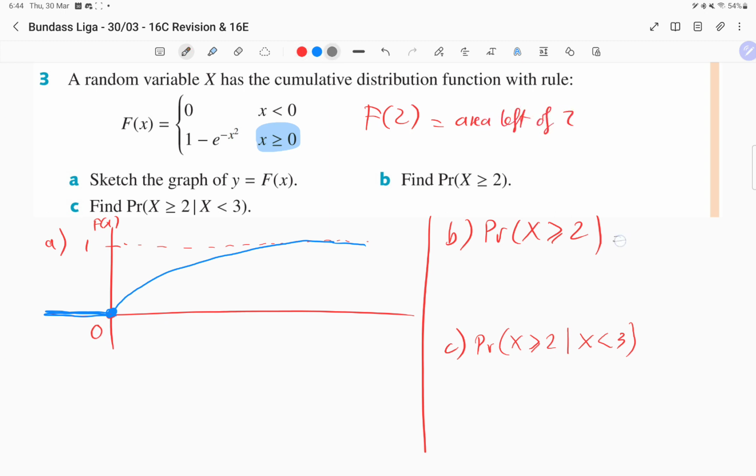Right? This is the area right of 2. Right? Because x is more than or equal to 2. Yeah? Which means this is 2, right? And then more than or equal to 2. That's the area to the right of 2. So what would that be, using the big F notation?